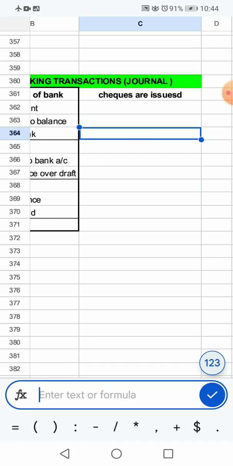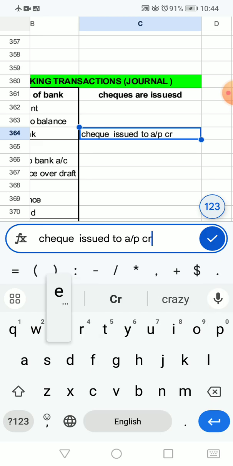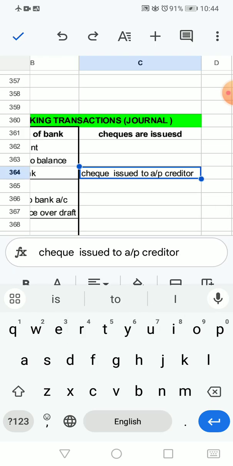First possibility is you have issued a check. To whom will you issue a check? Obviously, when you buy some commodity, for example, and you haven't paid that amount to your creditor, and after that, instead of paying cash, you are ready to draw a check, and you have issued that check to your creditor. What narration will you face? Check issued to your account payable, you can write, or you can write your creditor over here. This is your first narration.